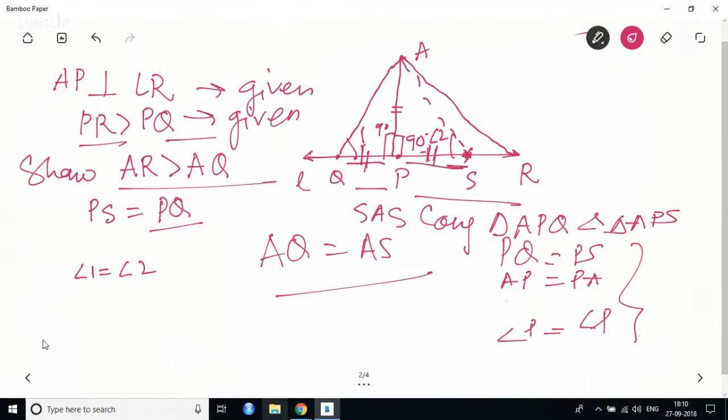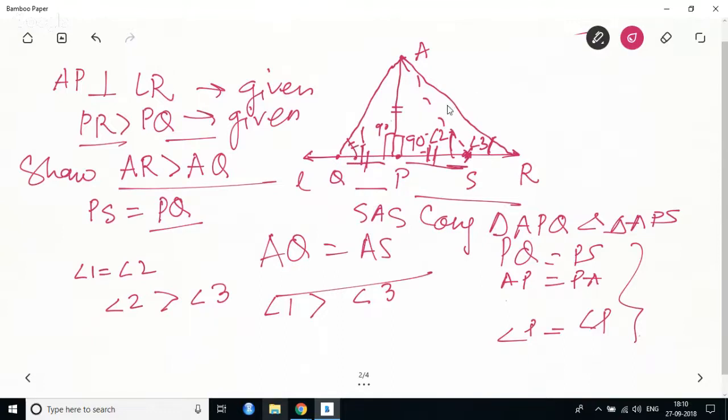And if I prove that angle 1 is equal to angle 2, suppose this is angle 3. So angle 2 would be greater than angle 3. Why? Because exterior angle would be greater than one of the interior angles. As simple as that. So if angle 2 is greater than angle 3, then angle 1 is also greater than angle 3.